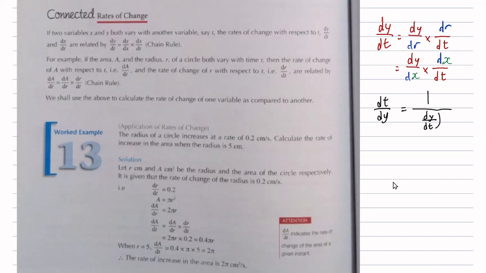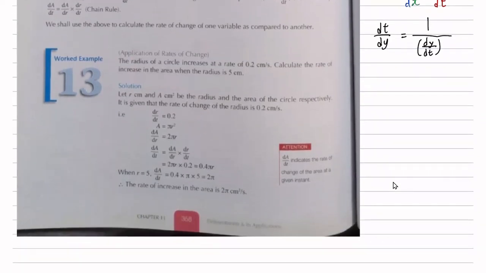Yes? Yeah. Can you know these two? Okay, then now let me move on to application. Worked example 13 and 14. So let's take a look.